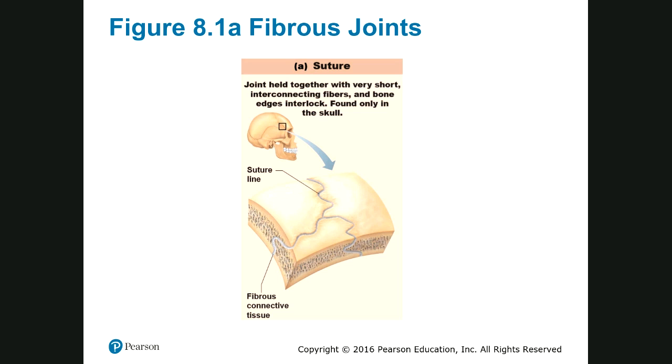So we can see those here. You're going to learn these in lab. You're going to learn all about the sutures that are on the skull. Hopefully, if you're in my class, you learned that today in lab. So hopefully you were able to see some of those: the coronal suture, sagittal suture, rhomboid suture, some of the different ones on the skull.